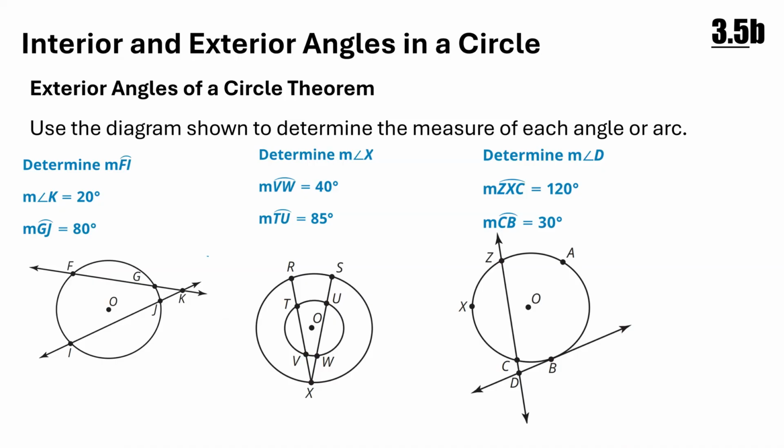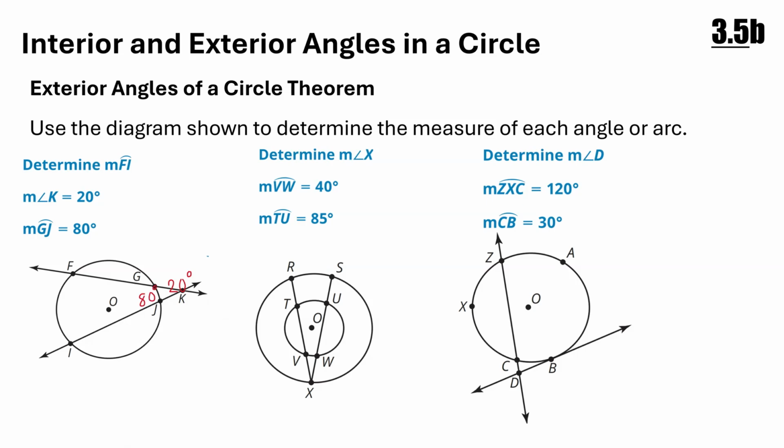The problems below ask to solve problems using the exterior angles of an arc theorem. The first circle asks to determine the measure of arc FI, given that the measure of angle K is 20 degrees and the measure of arc GJ is 80 degrees.